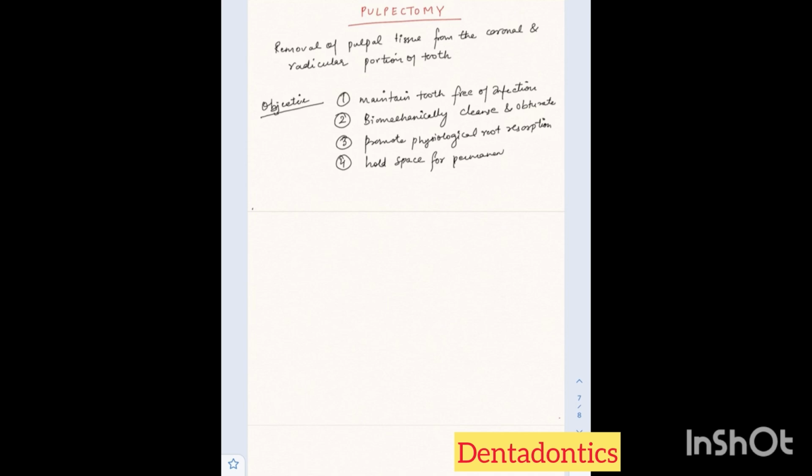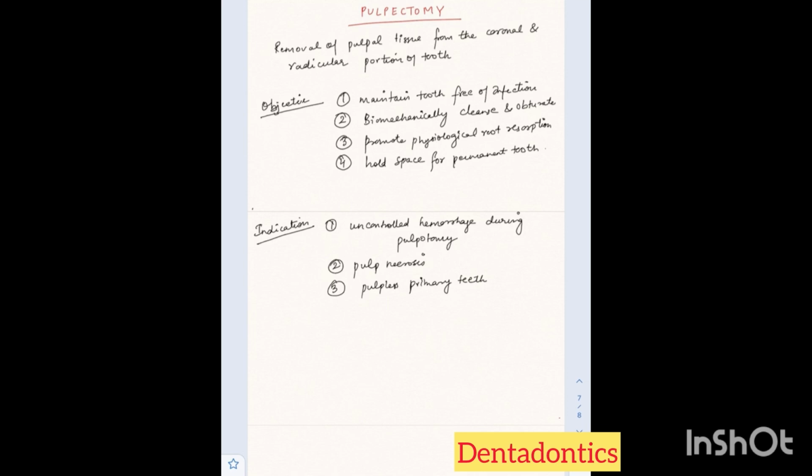Coming to the indications of pulpectomy, it should be done in those cases in which there is uncontrolled hemorrhage during the pulpotomy procedure, where the bleeding doesn't stop even after applying pressure, in which the pulp is necrotic, and in case of a pulpless primary tooth.